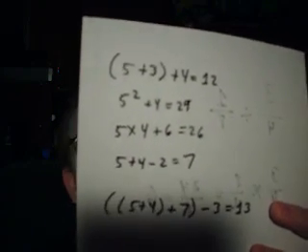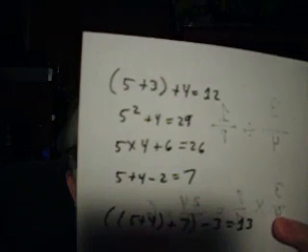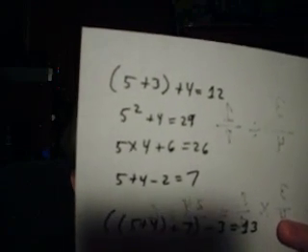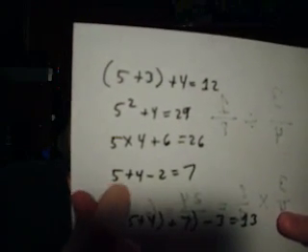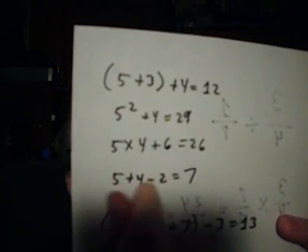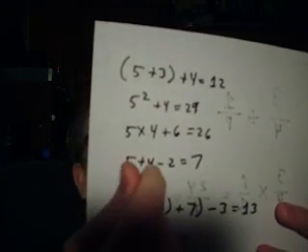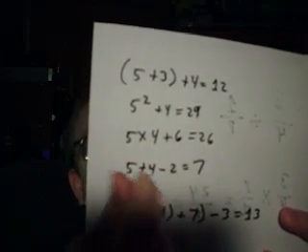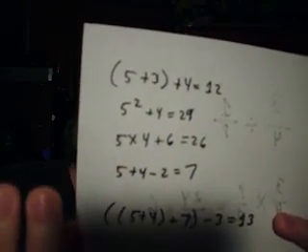Alright? Now what if you have addition and subtraction? Well, that's basically your choice. 5 plus 4 is 9, minus 2 is 7. Now if you subtracted 2 from 4, that'd be 2, and 5 plus 2 would also be 7.